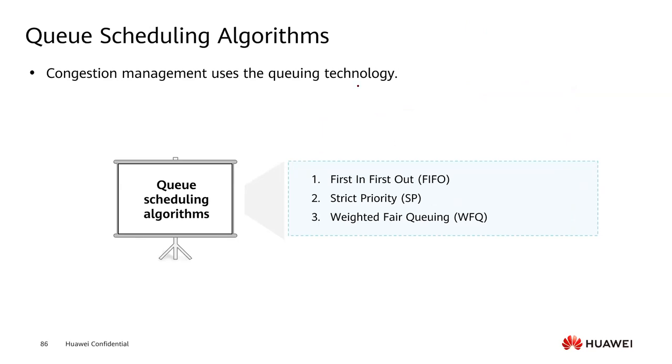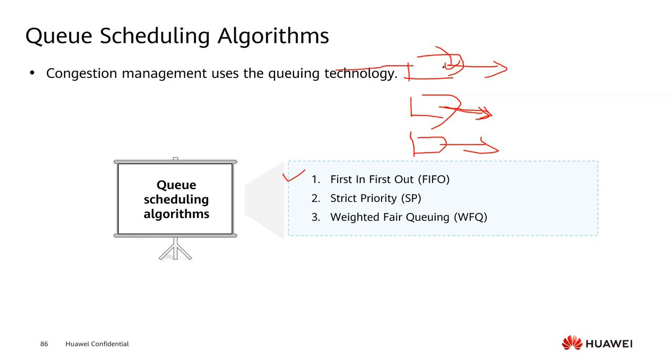Once the packet is in the queue, we need to consider how to forward it out. Should this queue go first, or should that queue forward out first? This is related to the queue scheduling algorithm. There are 3 types of algorithm. First is FIFO. FIFO means, for example, I have 8 queues.